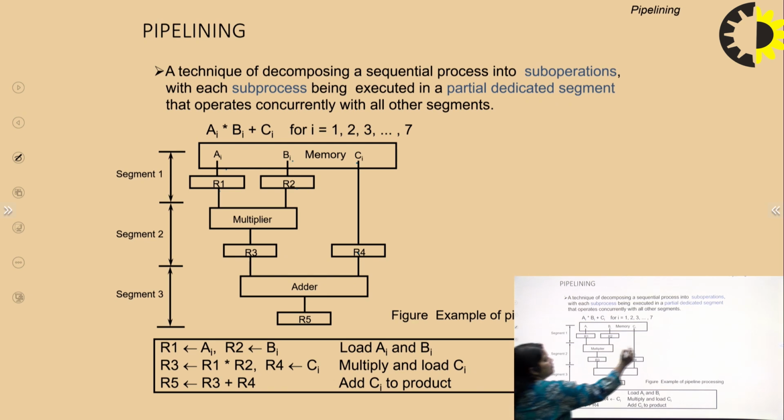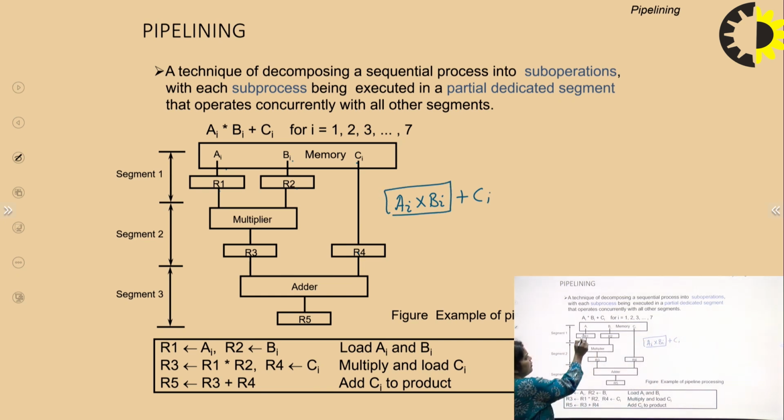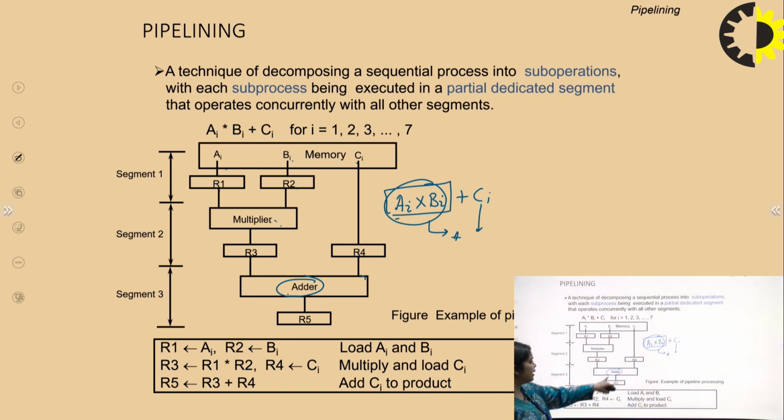Next, what is the instruction? AI into BI plus CI. So AI into BI is executed first. R1, R2 go to the multiplier, because the multiply operation is there. If there is a division or a minus operation, you can change the circuit accordingly. Next, R3 is there and CI from R4 goes here. The adder will be used. Why are we taking the adder? Because to this result, CI will be added. That's why the adder is there.